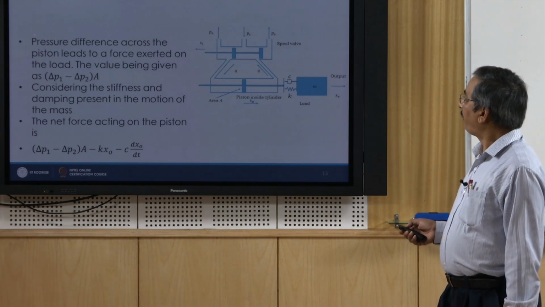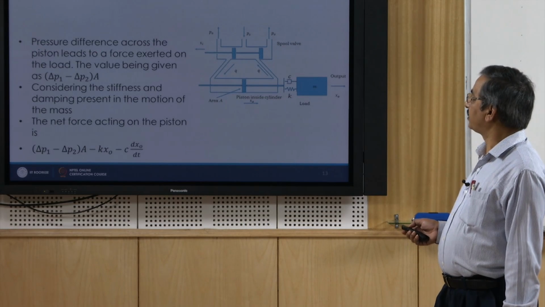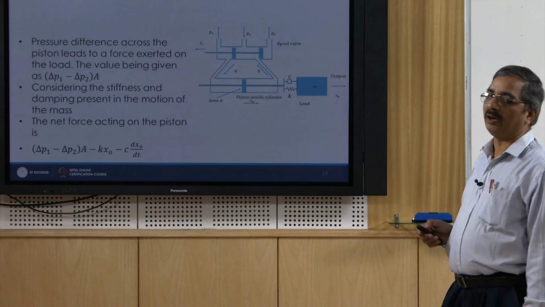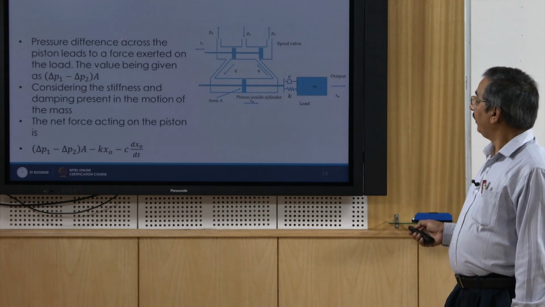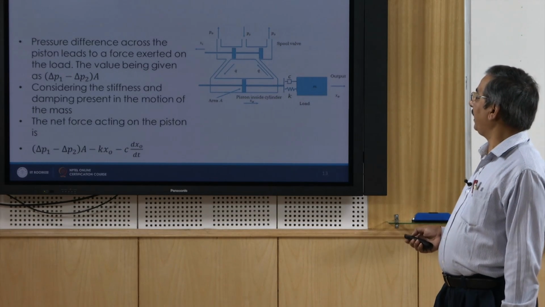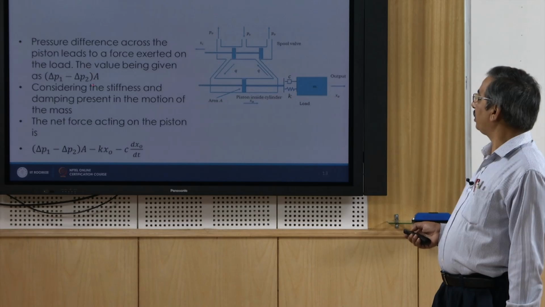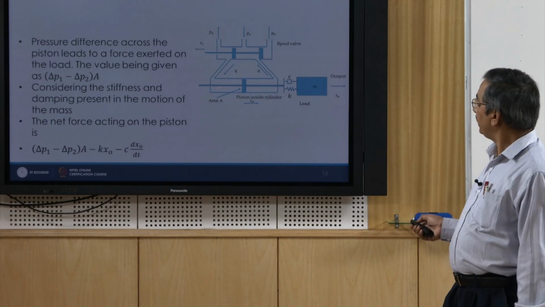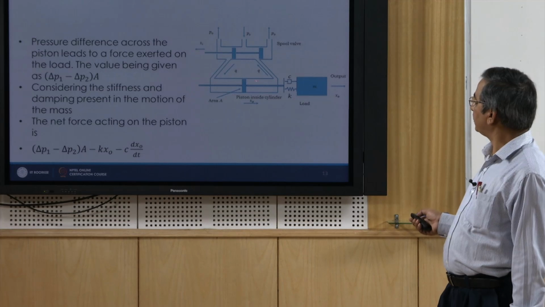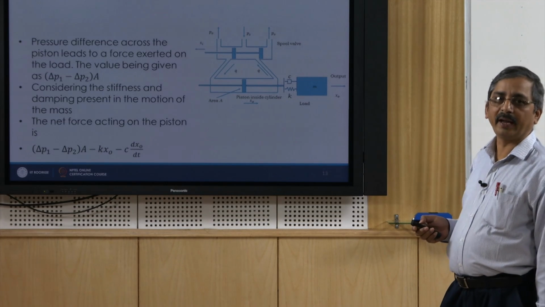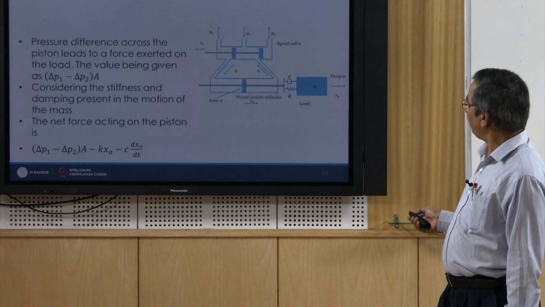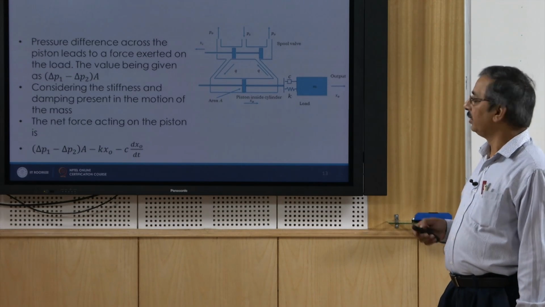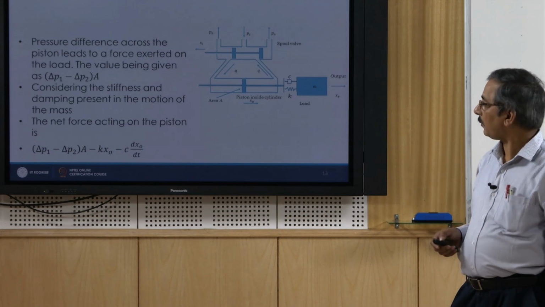So, the pressure difference across the piston, as we know, leads to the force exerted on the load, and the value of this force will be (ΔP1 − ΔP2) times the area of cross section here. This side the pressure is ΔP1 and this side the pressure is ΔP2, okay. So, this pressure difference multiplied by this area of cross section basically will be giving you the force, okay.